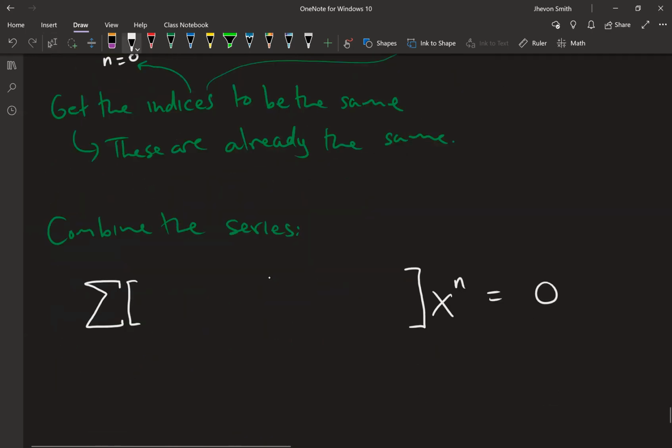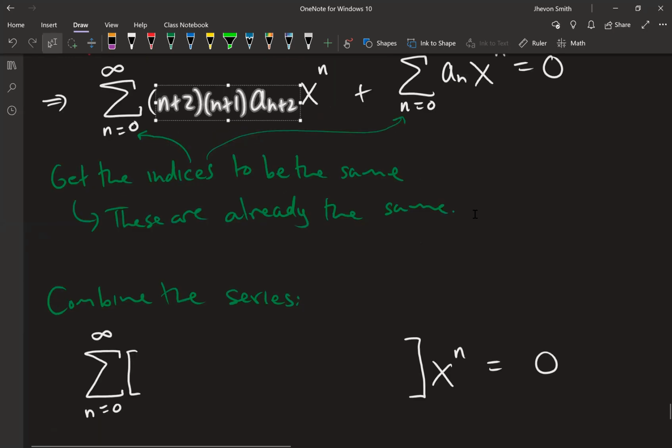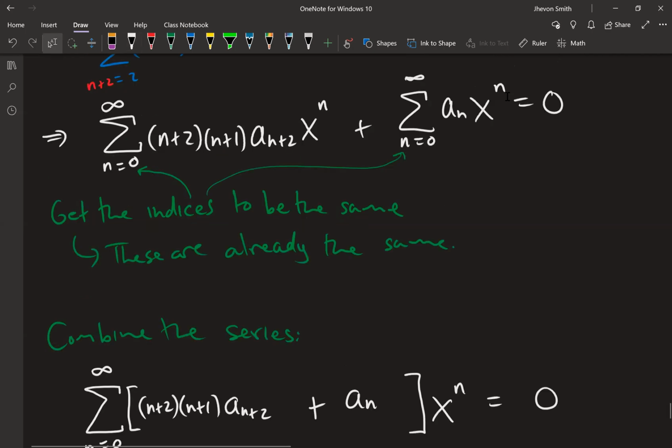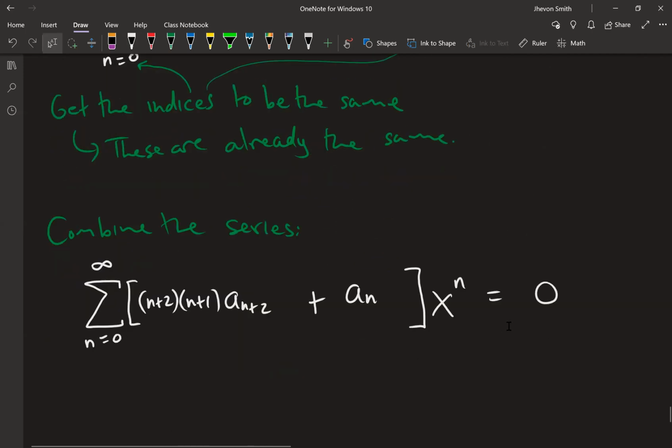Now, the series starts from 0 to infinity. And in the first term, I have this as the coefficient. So this is n plus 2, n plus 1, a n plus 2. There's an x to the n, but it's common. I already factored it out. Then in the second term, plus I have an a n from the term right here. So that's what we have.